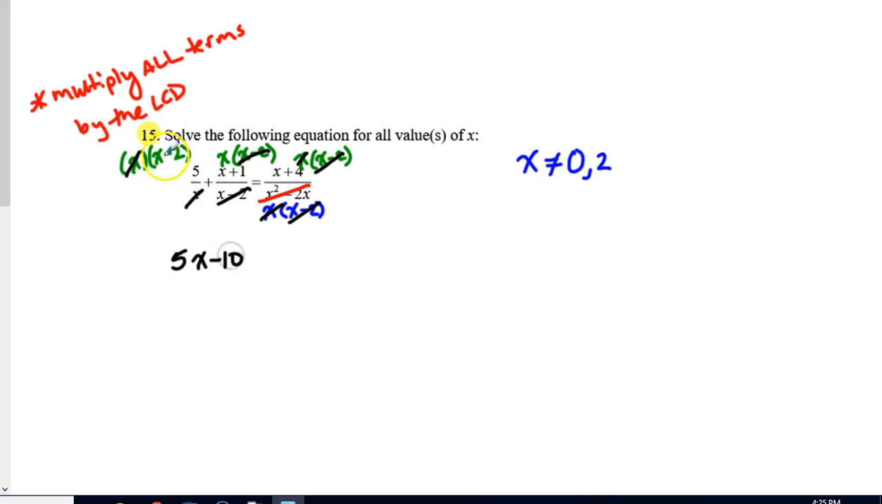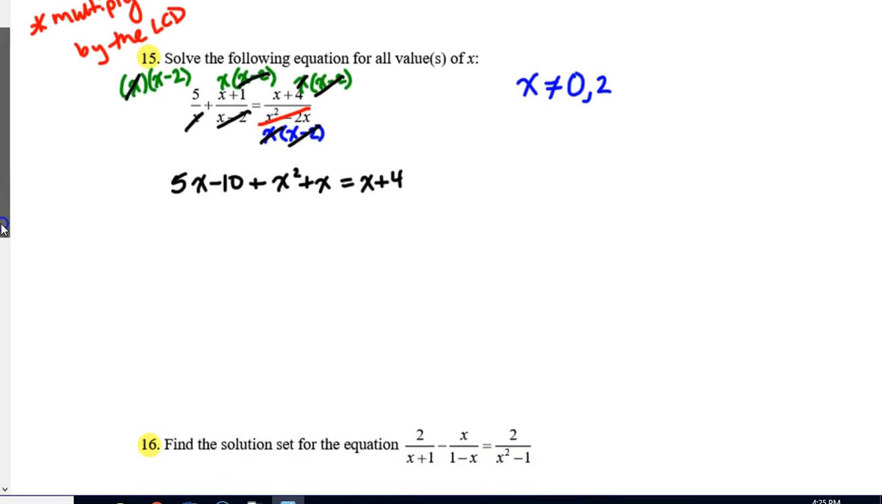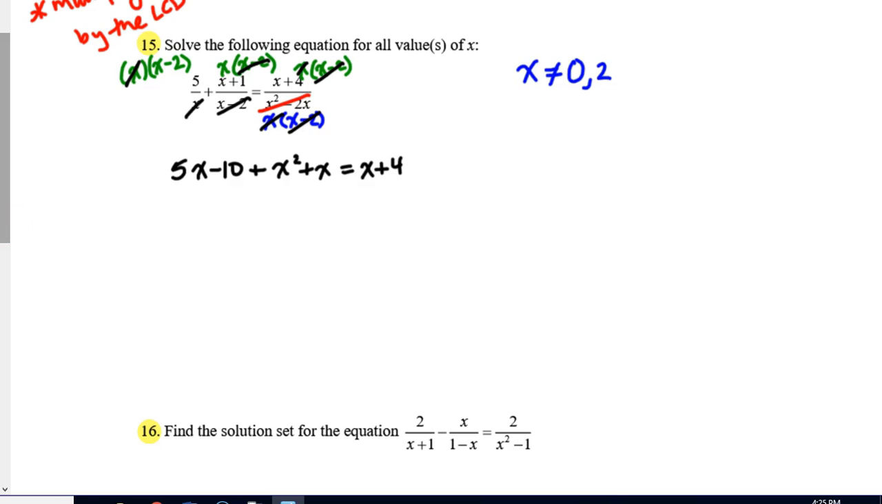So I'm distributing the 5 to the x minus 2. I'm distributing the x to the x plus 1. And there's no distributing on the right side. Okay. So it's not easy from here, but at least we got it to be a quadratic. Why don't you take it from there, see what you can find, and keep in mind we have potentially extraneous solutions in this type of equation.